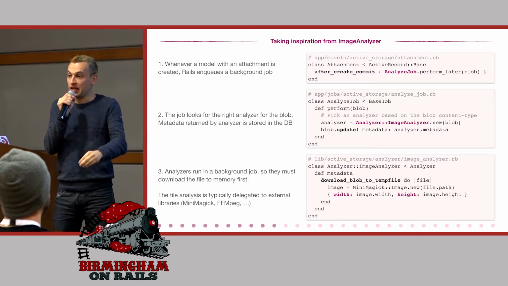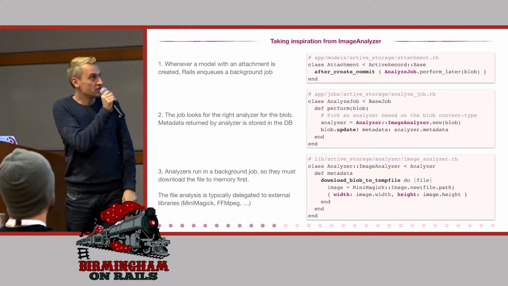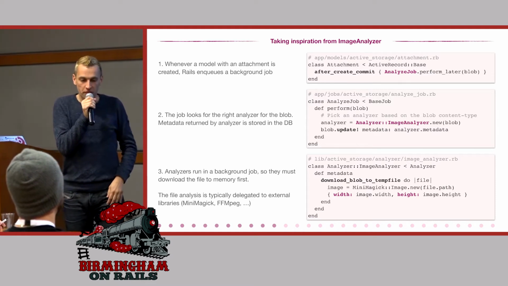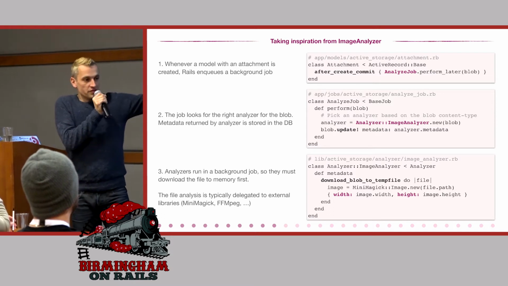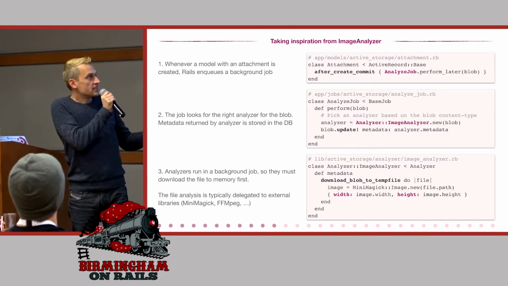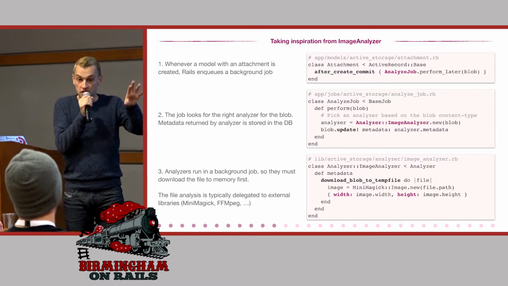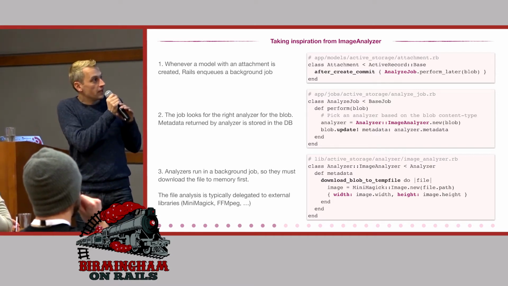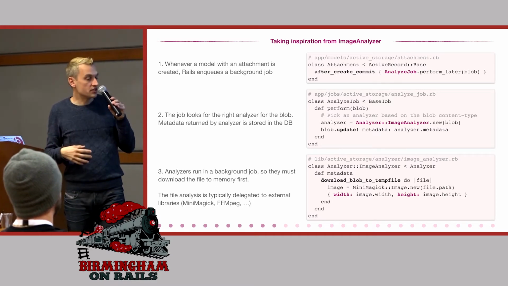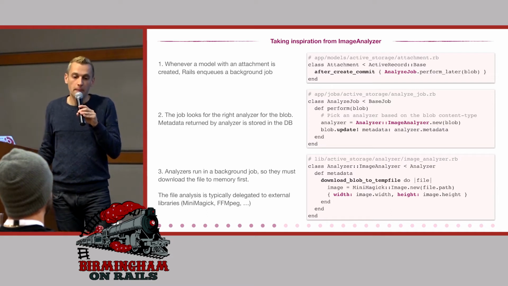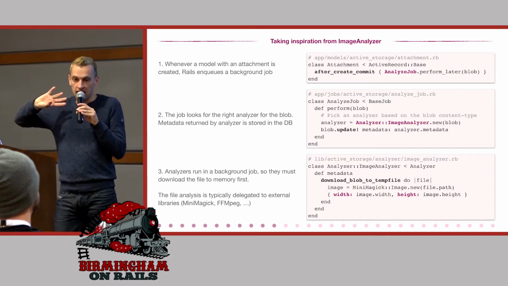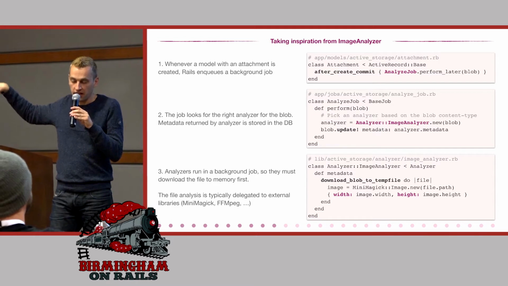Whenever you upload an image with Active Storage, this is the code from Rails. The first thing is the class Attachment that says, after an attachment is created, enqueue this job called AnalyzeJob. So whenever you create any attachment, this AnalyzeJob is going to be enqueued. It's going to run in the background later.